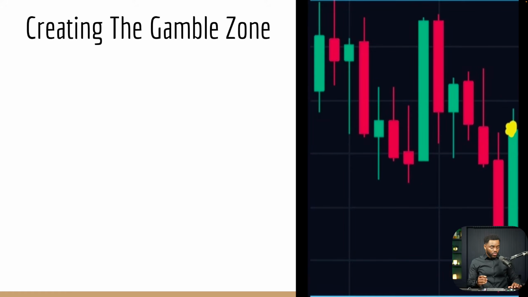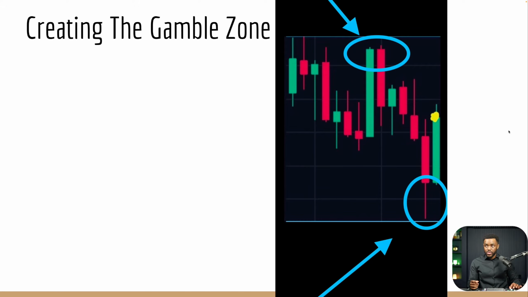So now, to create the gamble zone, you got to start here. Find the current moving candle, which we can see all the way over here, and I circled it right here in yellow so you can see we're talking about that one. Now we want to identify places immediately to the left of this candle.